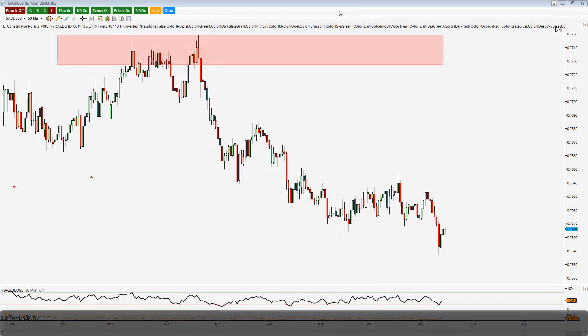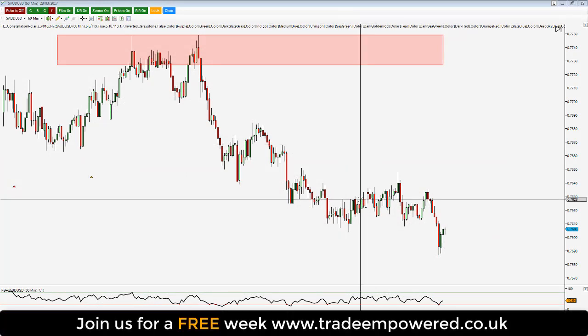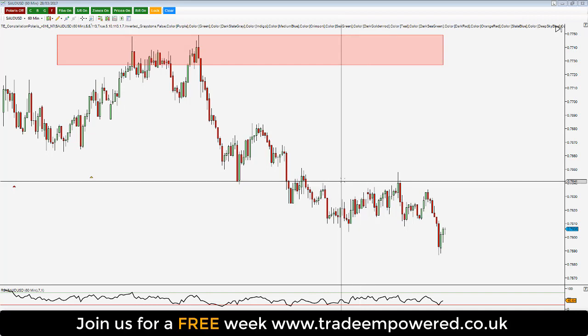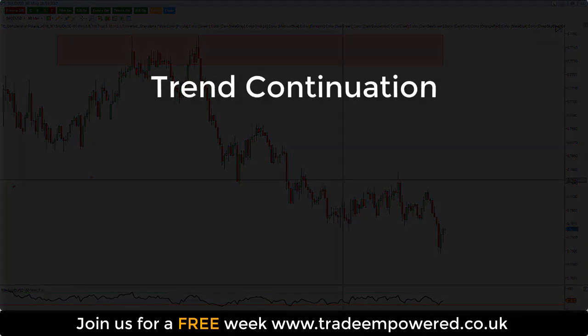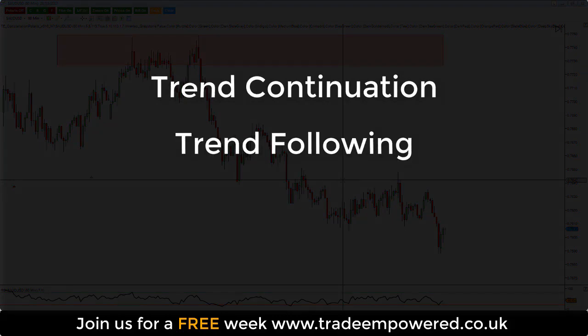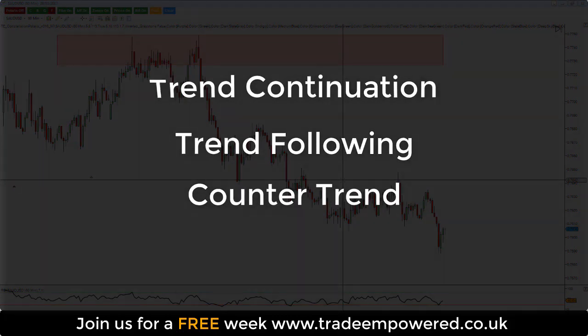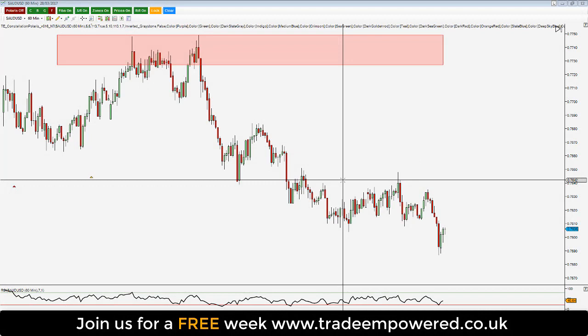Alright, so we're going to go over the Aussie dollar as an example here, okay? I'm going to go over all different cases, whether you're a trend continuation trader, trend following trader, or a counter trend trader, and give you examples of the differences between those, okay?